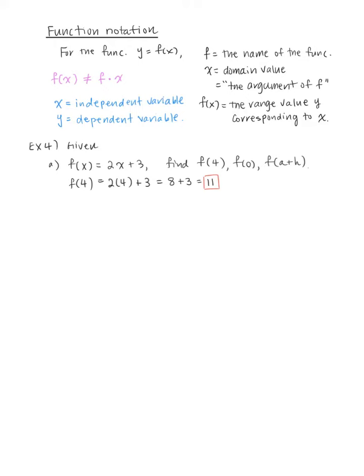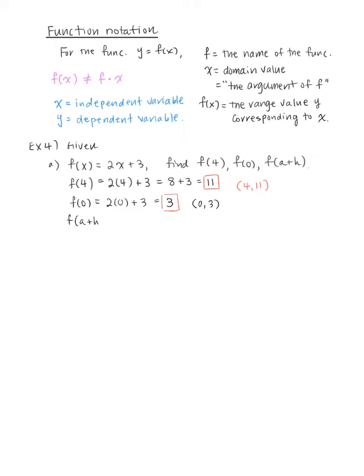So this is basically telling you that when x is 4, the corresponding y value is going to be 11. So if you want to write this in terms of a relation, meaning as an ordered pair, this is exactly the same thing as (4, 11). All right, but anyways, let's go with f of 0. So all you have to do is, in place of x, replace that x with a 0. So this is 2 times 0 plus 3, which is just 3. So again, this is telling you when x is 0, the corresponding y value is 3. So if you want to put this in terms of an ordered pair, you're going to have (0, 3).